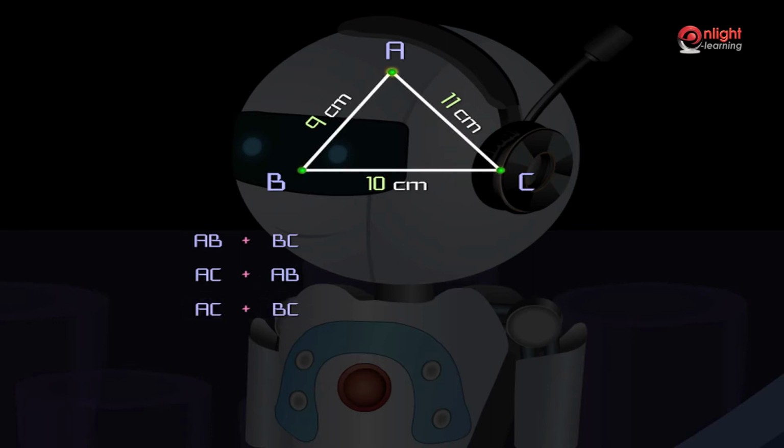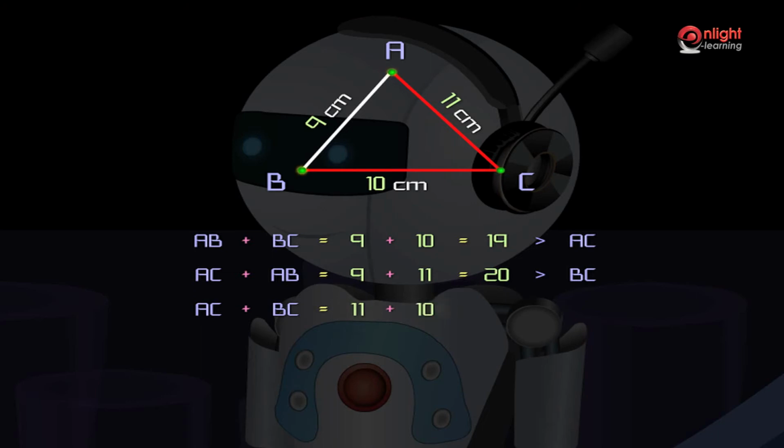We observe that the sum of two sides of a triangle is always greater than the third side. AB plus BC is equal to 19. That is 9 plus 10, which is greater than the length of AC, which is 11 centimeters. AB plus AC is equal to 9 plus 11 is equal to 20, which is greater than 10, the length of BC. BC plus AC is equal to 21, which is greater than 9, the length of AB.